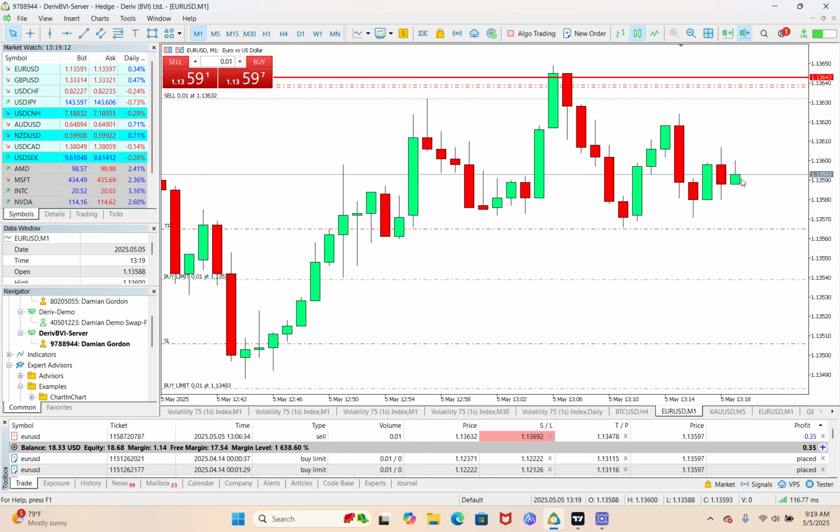Sellers are resisting buyers at the moment. Buyers are trying to make a push, but sellers are holding them. Oh wow, not a big push to the upside by buyers. Who will win?